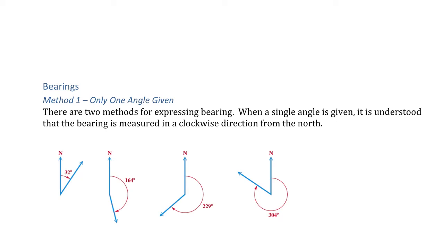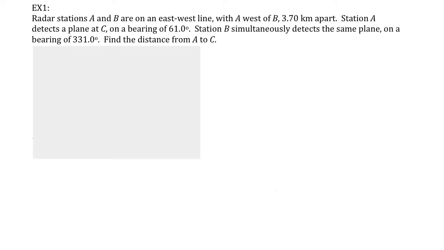All right, I'm going to show two examples of applications involving bearings. There are different ways of measuring bearings. It's just another way of explaining angles. If only one angle is given, then it's assumed that we're starting at north and turning in a counterclockwise direction. So let's do an example.